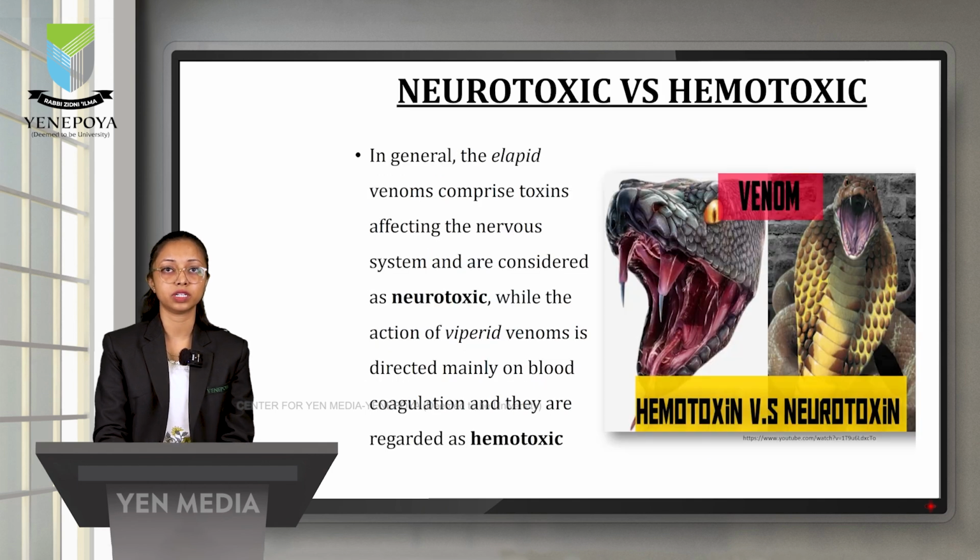Now I will discuss neurotoxic versus hemotoxic. In general, the elapid venom comprises toxins affecting the nervous system and is considered neurotoxic. Mainly, they are affecting the patient's central nervous system, while the action of viperid venom is directed mainly on blood coagulation and they are regarded as hemotoxic. They are affecting the patient's blood circulation.